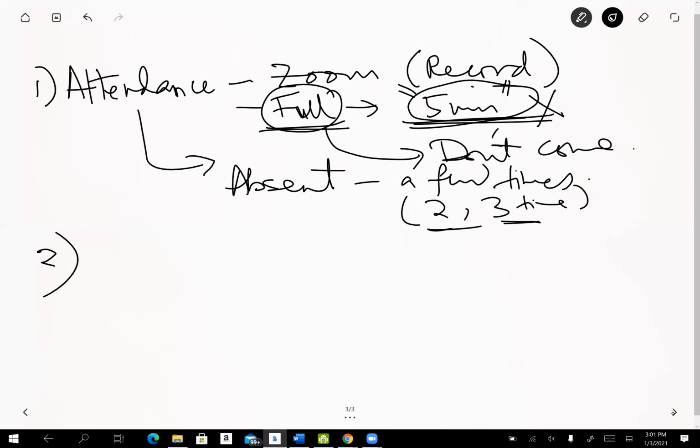But if you are absent many times, that means you book a ticket to failure. That means if you get E or F, don't blame me lah. Blame yourself.